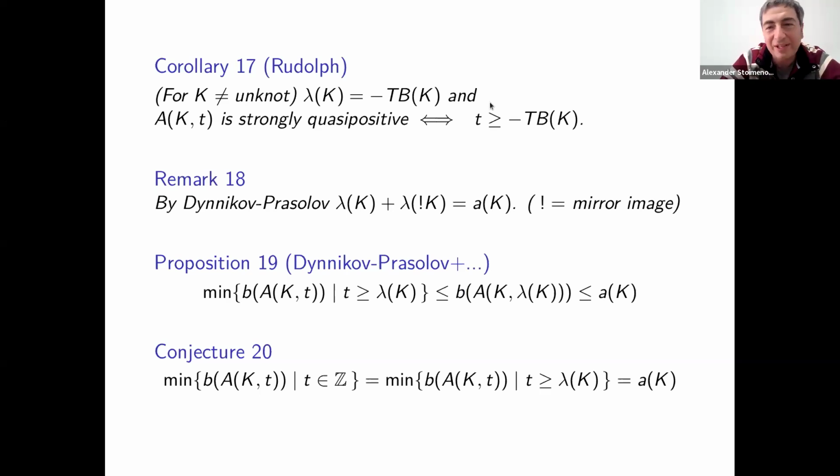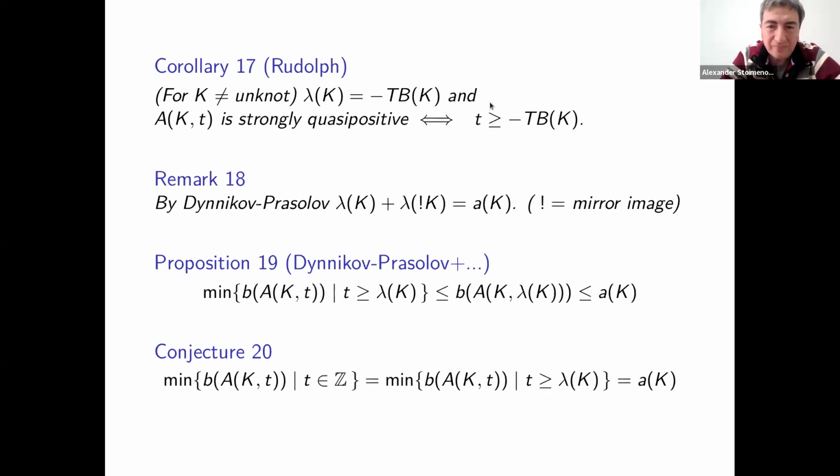So now there are some results. I need to remark the following. There is a result by Dynnikov-Prasolov that the maximal Thurston-Bennequin invariant is realized in a minimal grid diagram. And what you get from this, for example, is the following: lambda of K plus lambda of the mirror image of K is equal to A of K. So they have this kind of mirroring property.